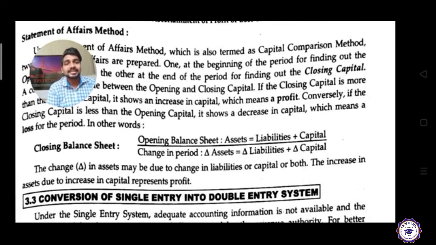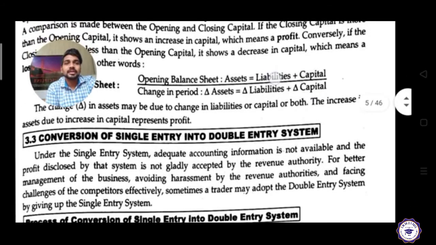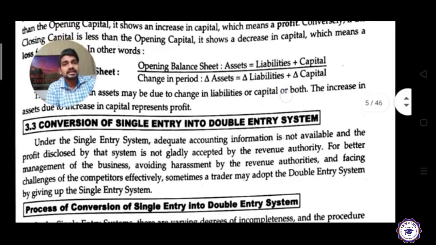So the change in assets may be due to change in liabilities or capital or both. The increase in assets due to increase in capital represents profit. So the conversion of a single entry system into double entry system: under this system, adequate accounting information is not available and the profit disclosed by that system is not gladly accepted by the revenue authorities. For better management of the business, avoiding harassment by the revenue authorities and facing challenges of competitors effectively, sometimes a trader may adopt the double entry system by giving up the single entry system.